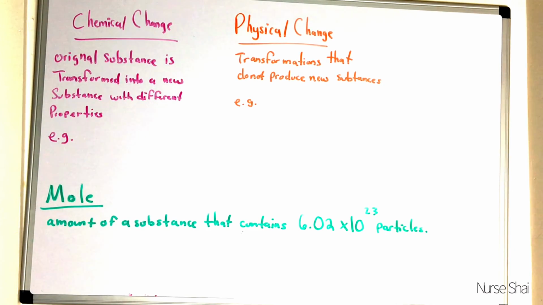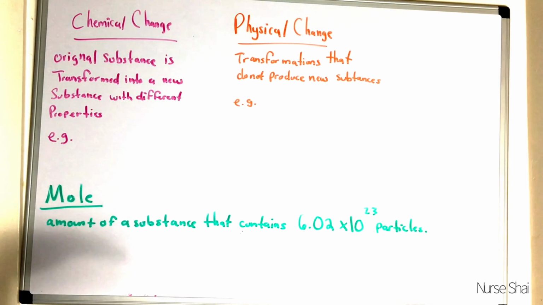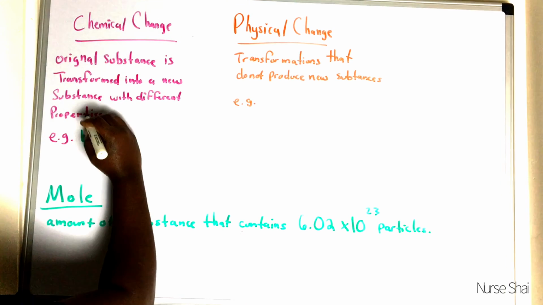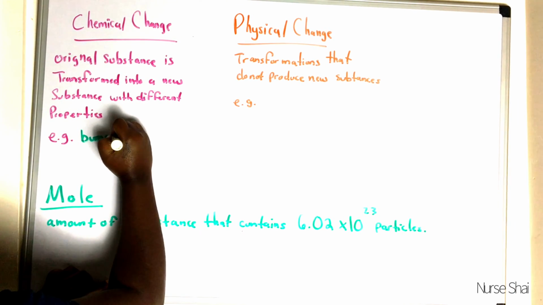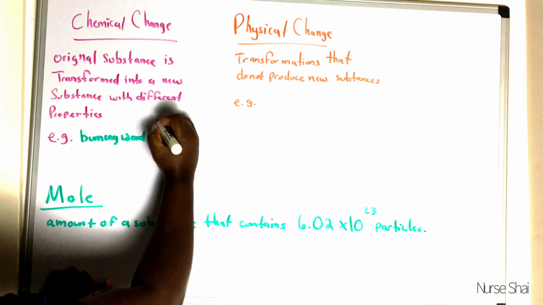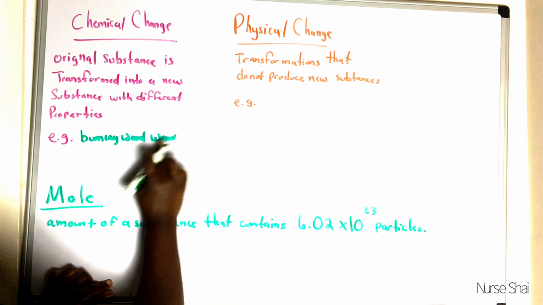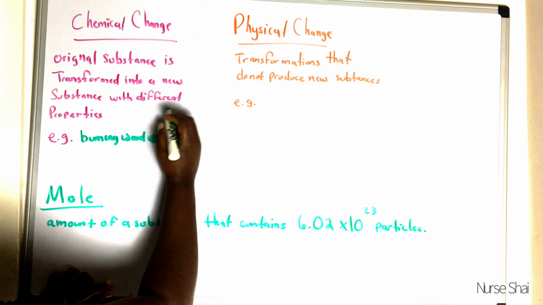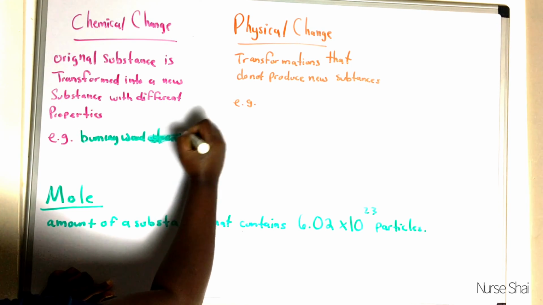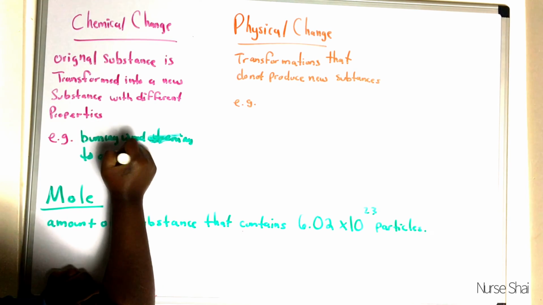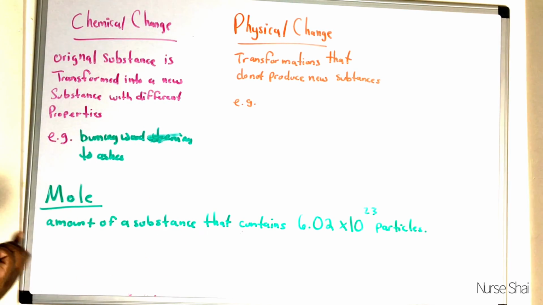Next we have chemical changes and physical changes. Now this is really easy. So let's go over what a chemical change is. A chemical change is an original substance that is transformed into a new substance with different properties. So an example of a chemical change would be like burning of wood, and then that wood turning into ashes, because there's no way that it can convert back over to wood. It's just totally chemically destroyed.